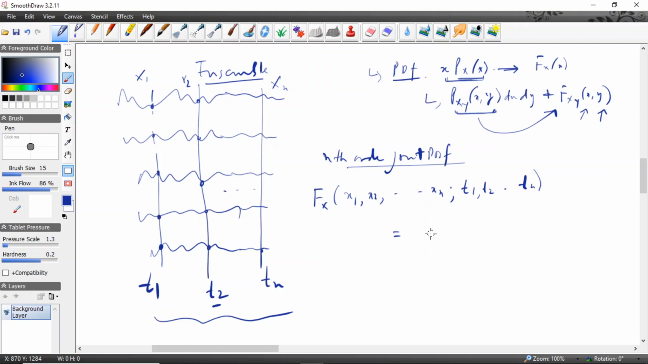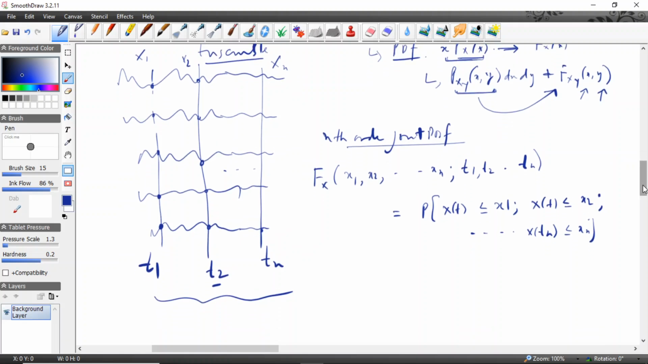That will be given by the probability of X(t1) less than or equal to x1, comma X(t2) less than or equal to x2, and so on up to X(tn) less than or equal to xn. Okay, this will be the joint CDF of these n random variables.